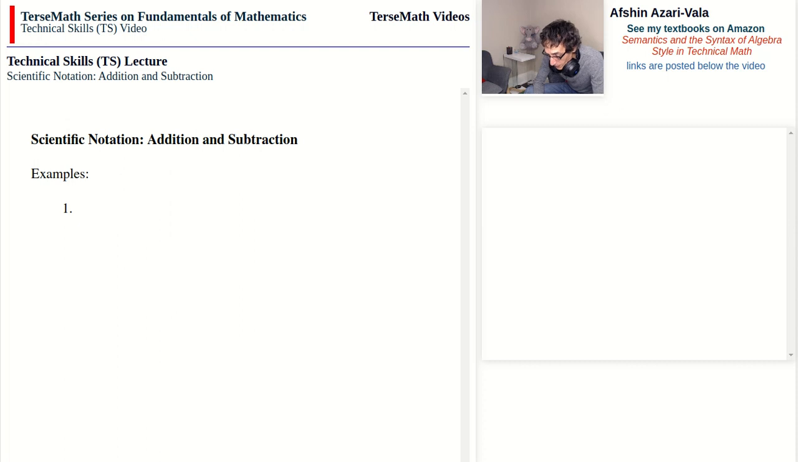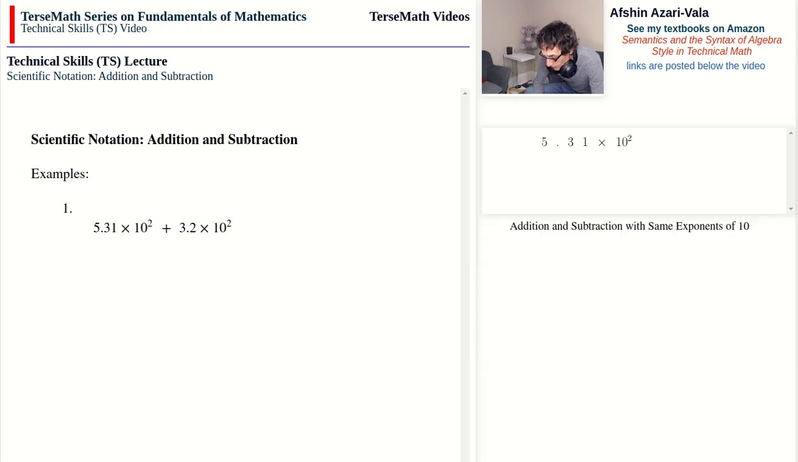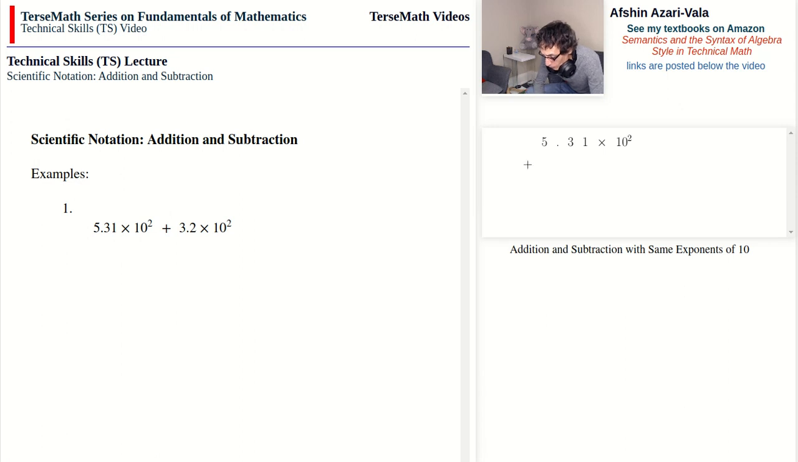Example number 1. Let's say we want to add 5.31 times 10 to the power of 2 plus 3.2 times 10 to the power of 2. Now, in order to explain how we go about doing this, I'm going to display an image on the right side. So here we have 5.31 times 10 to the power of 2, and we wish to add 3.2 times 10 to the power of 2 to the number above.